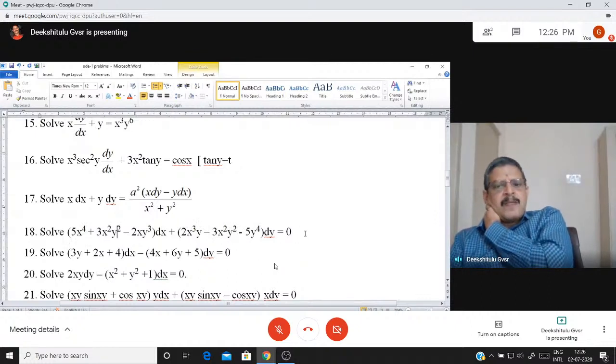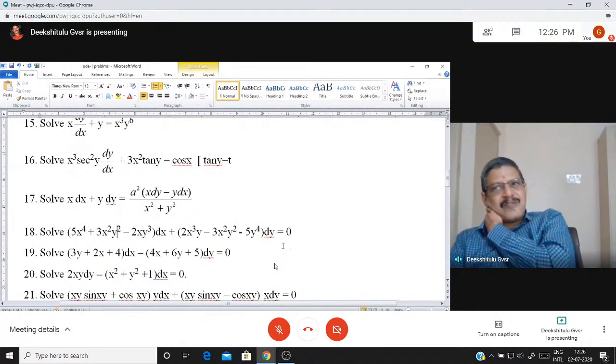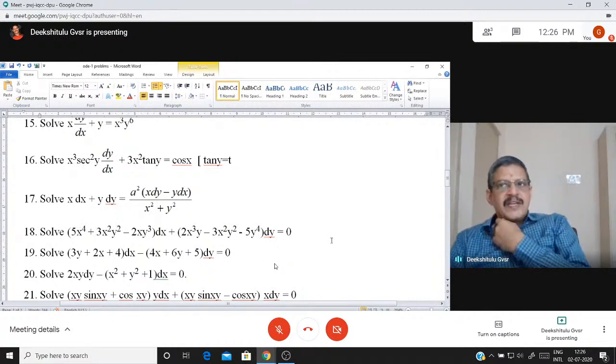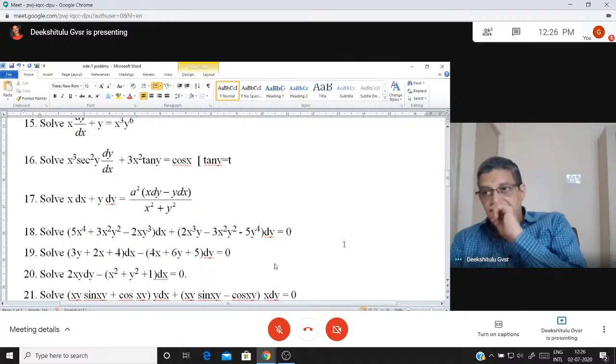To solve this, first it is in the form M dx plus N dy is equal to 0. First check for the exactness: dou M by dou y is equal to dou N by dou x. If it is exact, the integral of M dx plus N dy is equal to a constant. Integral of M dx plus the integral of terms independent of x in N with respect to y is equal to the solution. Check it for the exactness. If it is not exact, then you have to find the integrating factor.